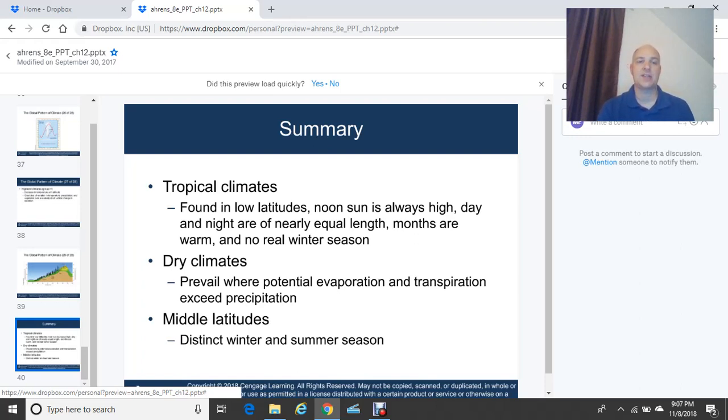For dry climates, they prevail where your evaporation from the ground and your transpiration, which is evaporation from plants, is greater than the amount of precipitation. And then we looked at middle latitudes, which have distinct winter and summer seasons. We looked at that as well.